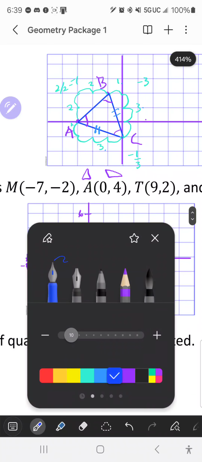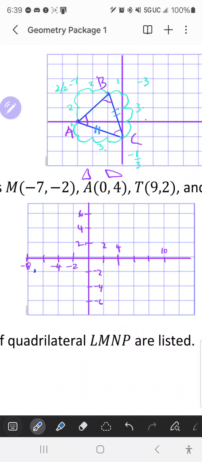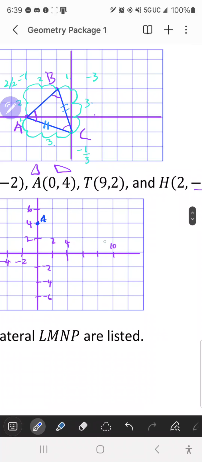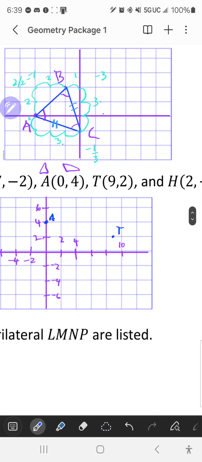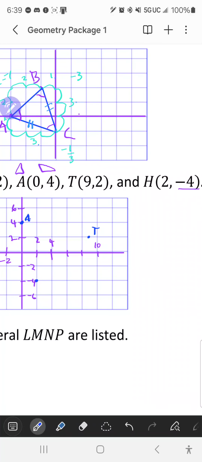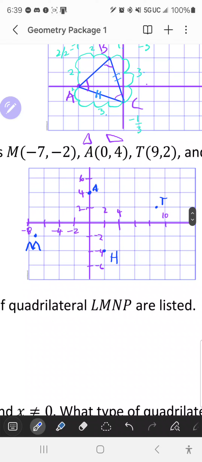Now M is negative 7 comma negative 2, so it will be here. 0 comma 4, so this is A. 9 comma 2, so this is T. 2 comma negative 4. Okay, so this is H. Now when we draw this, we get this.